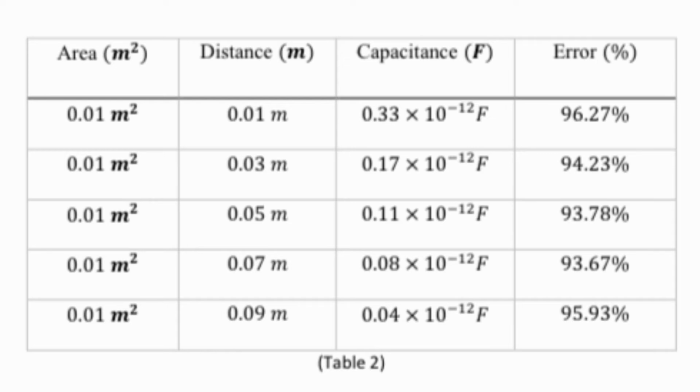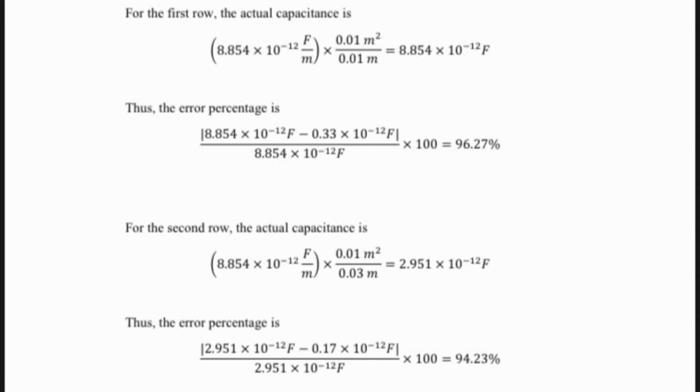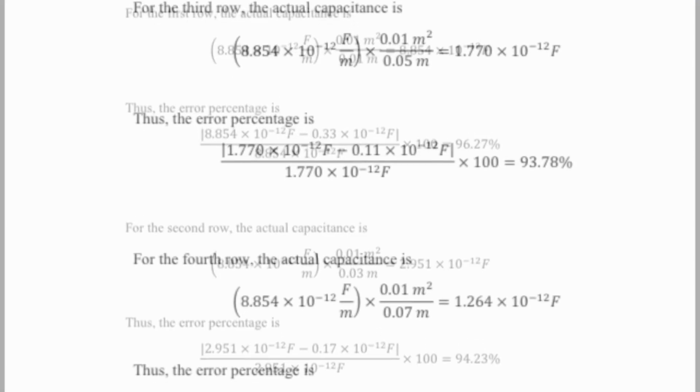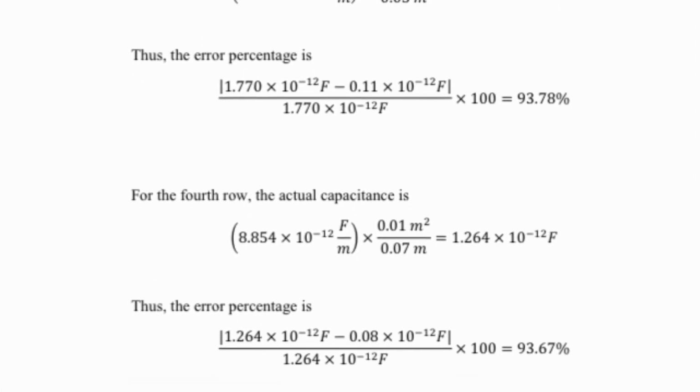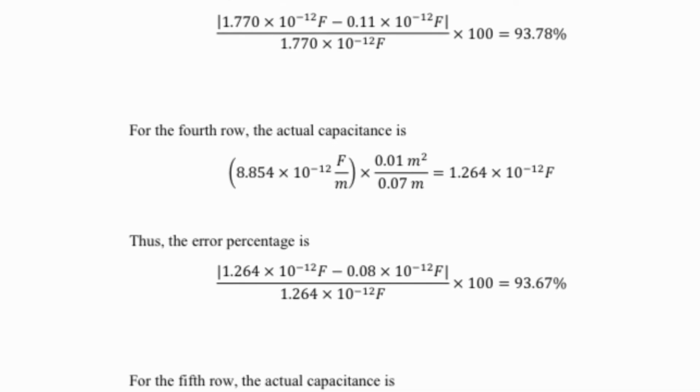And this is the data table for part 2 of the experiment. Here we measured the capacitances as 0.33 picofarads, 0.17 picofarads, 0.11 picofarads, 0.08 picofarads, and 0.04 picofarads. And here are the calculations for the capacitances for part 2 of the experiment, along with the error calculations.